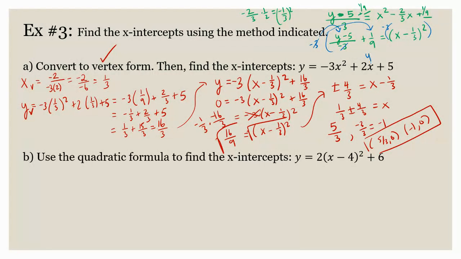So I've got y minus 5 minus 1/3, right? Negative 3 times 1/9 equals negative 3 times x minus 1/3 squared. And let's deal with this. So this is actually negative 15/3. So that's that 16/3. So y minus 16/3 equals negative 3 times x minus 1/3 squared. And then I can add the 16/3.